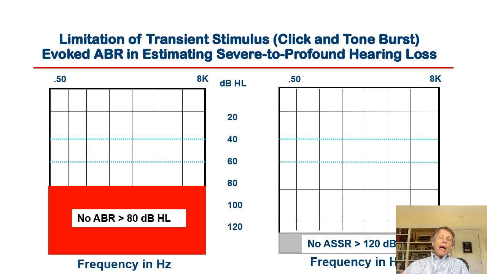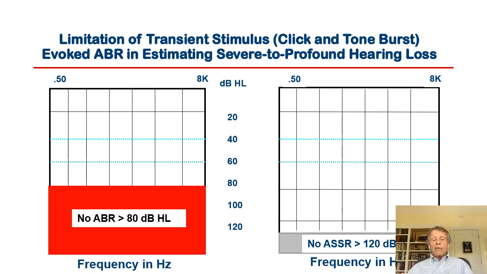Now, if you have no ABR even at the maximum intensity levels, and you go to ASSR and there's no ASSR, the machine tells you no response at 120 dB. Now you know a hearing aid is not going to help this child. So the absence of both ASSR and ABR almost always indicates that the child will need a cochlear implant, or at least that they're not going to benefit from amplification. So that's the big advantage of using ASSR: estimating severe to profound hearing loss.